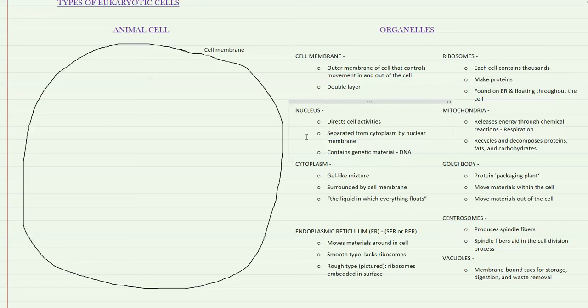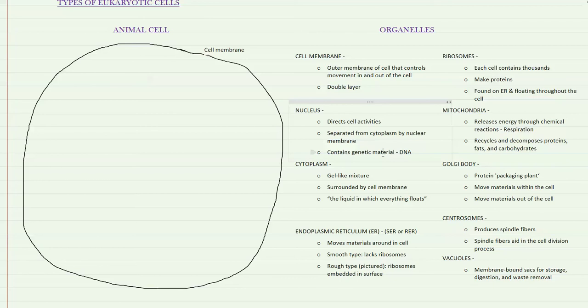Now, the next organelle on our list here is the nucleus. A nucleus's job is to direct cell activities because it contains genetic material. It contains DNA. DNA, or deoxyribonucleic acid, is your genetic material. It contains information for making proteins.